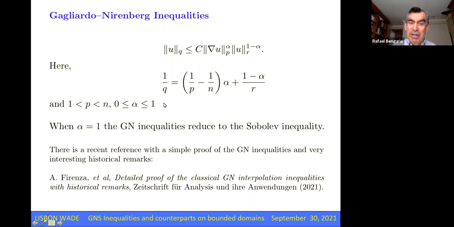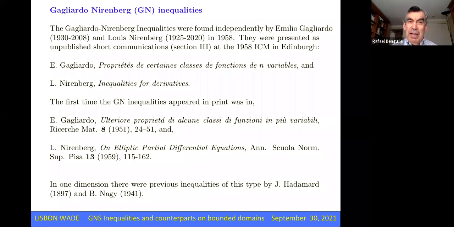And this year, a few months ago, there appeared a very nice paper by Fiorenza and co-workers, published in Analysis and its Applications in 2021. And they have a very nice history of the Gagliardo-Nirenberg inequalities and also some simple proofs of the inequality. And the general Gagliardo-Nirenberg inequalities were introduced at the International Congress of Mathematicians in 58, where Gagliardo and Nirenberg were invited to give a short communication. And so they gave these talks at the ICM of 58 in Edinburgh. And the first publications were given by this. And there is an error here. This should be 59 too. So there is a typo, 1959.